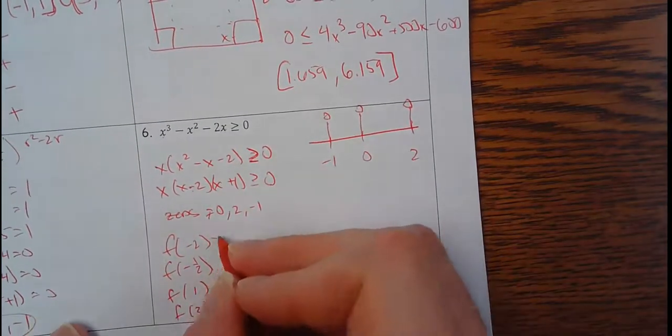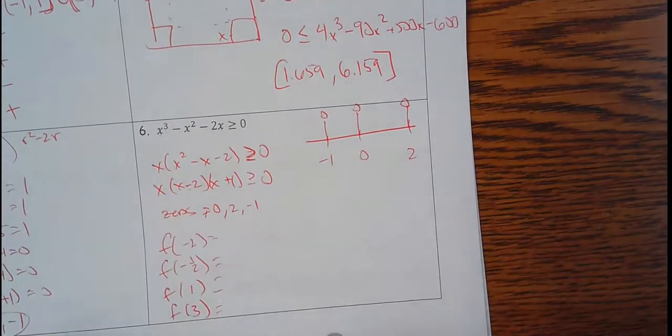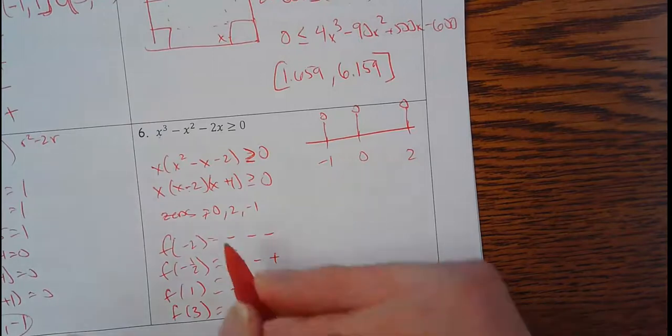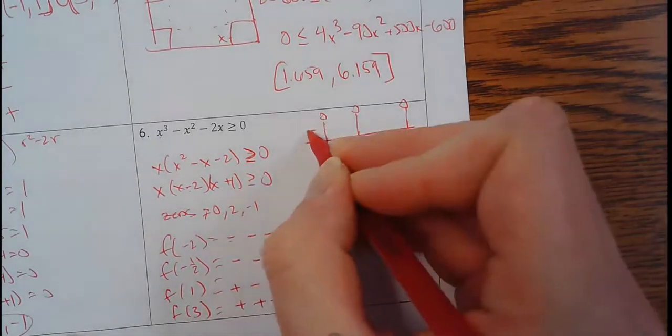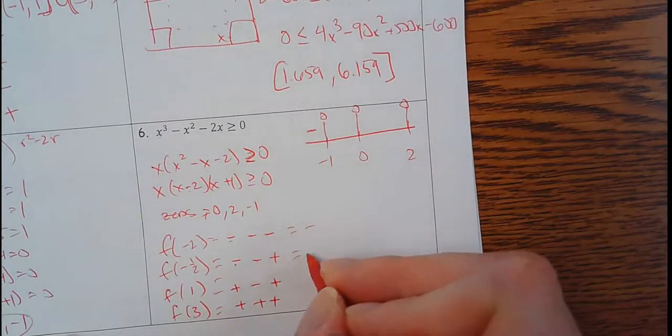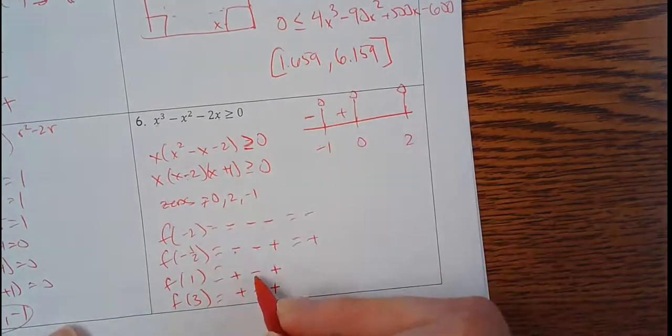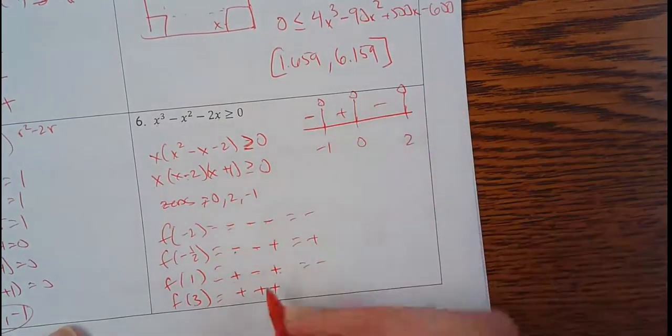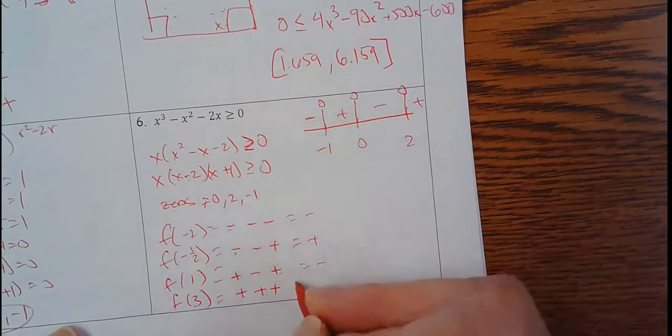Okay, just plugging these guys in. You can maybe pause it and try it yourself. So you got negative, negative, negative equals a negative. Negative, negative, positive is a positive. Positive, negative, positive would be a negative, and then all positives make a positive.